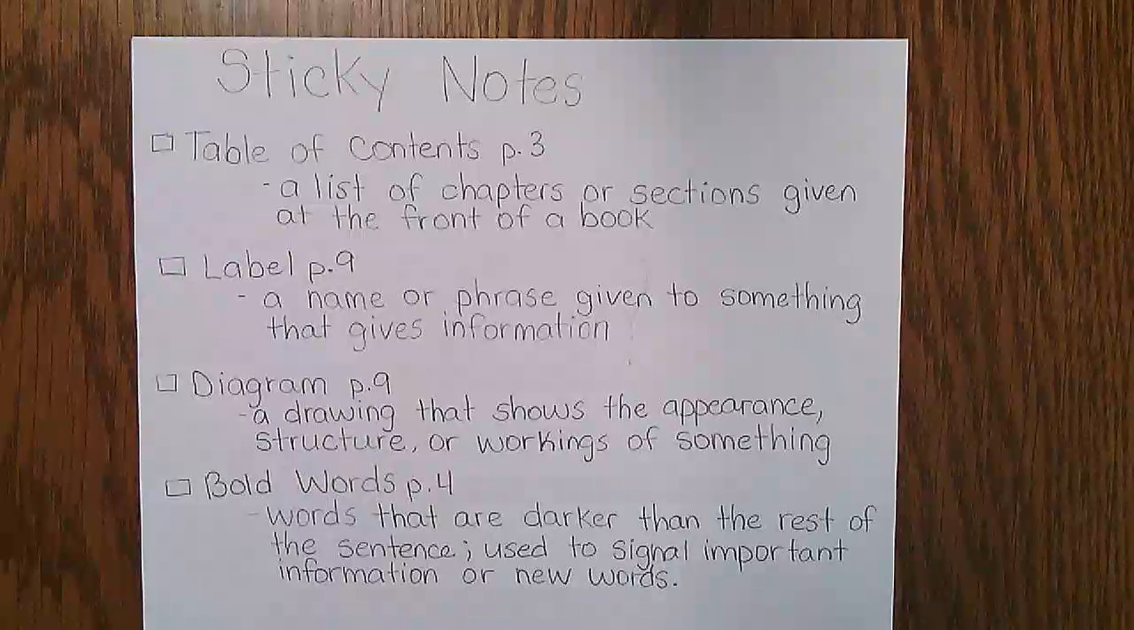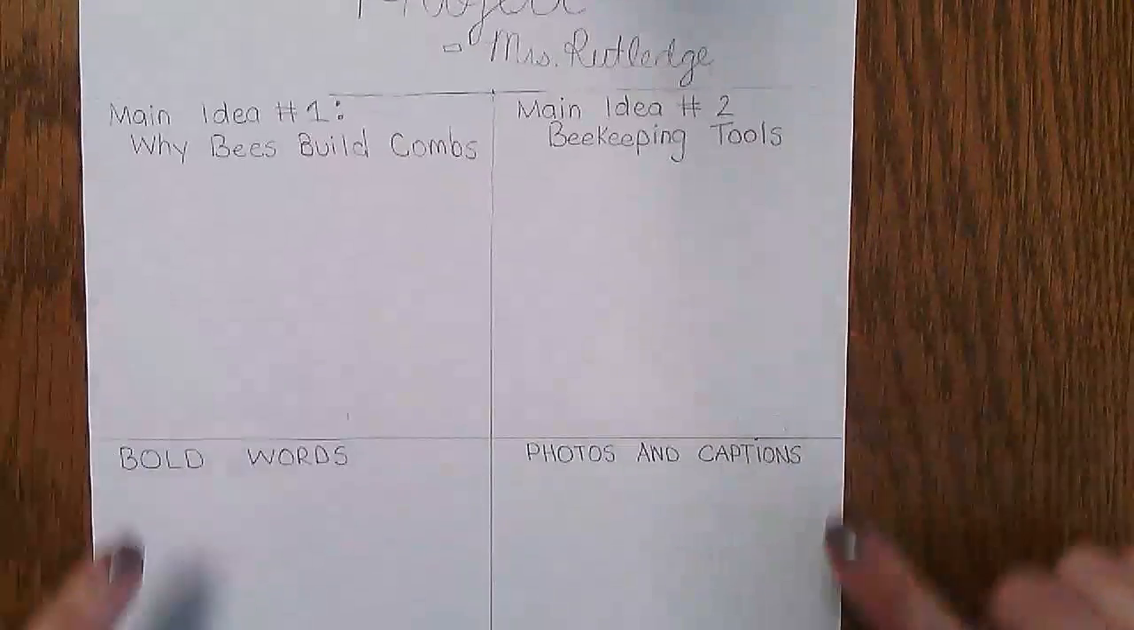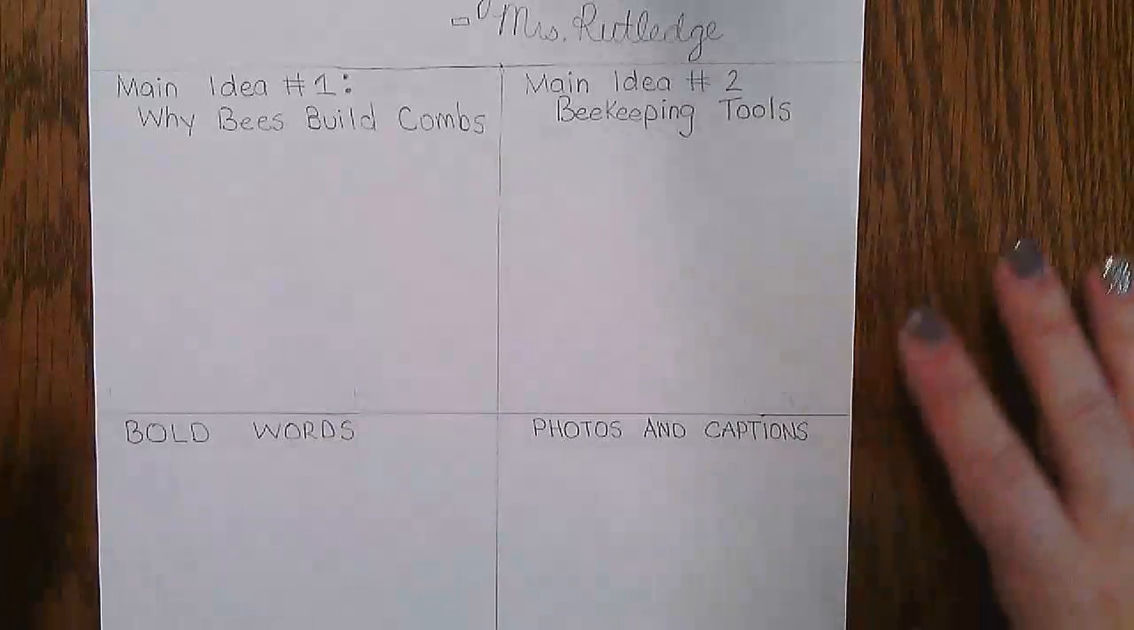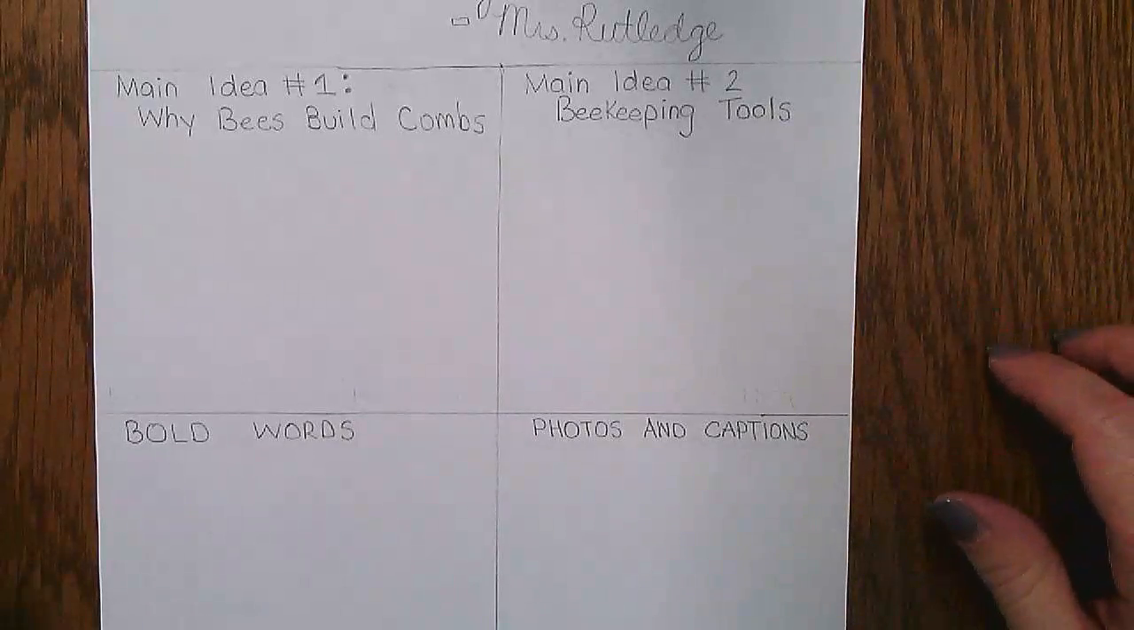So technically, your poster, your Google Doc, your Google Slide, whatever you're using, technically has 5 sections. One for sticky notes, if you're choosing to put your sticky notes on the paper. 2 for main idea, 1 for bold words, 1 for photos and captions. I will make a video that I will post on Monday that goes and gives you more information about the poster. Today's focus is just choosing that good book.